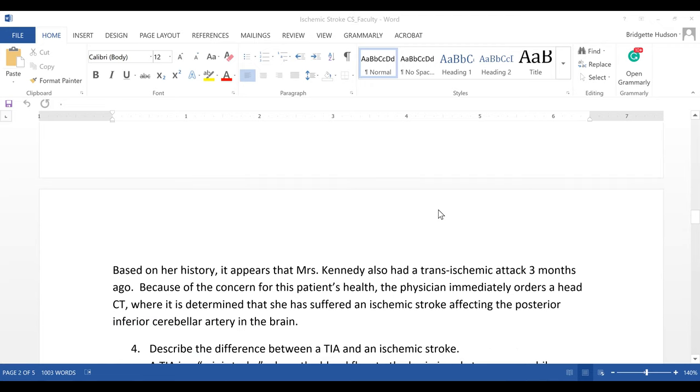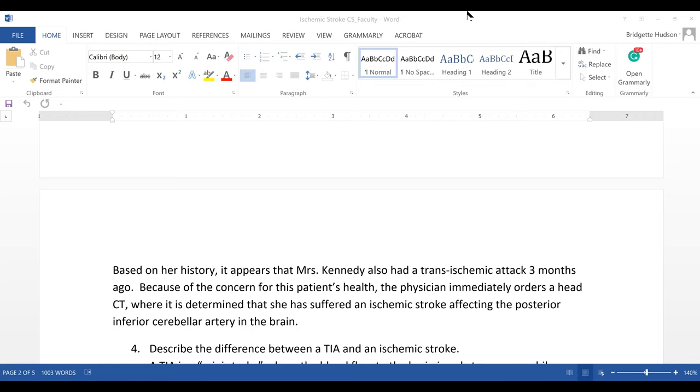So based on her history, it appears that Mrs. Kennedy also had a transient ischemic attack 3 months ago. Because of the concern for this patient's health, the physician immediately orders a head CT, which is appropriate, where it is determined that she suffered an ischemic stroke affecting the posterior inferior cerebellar artery in the brain. Why cerebellar?